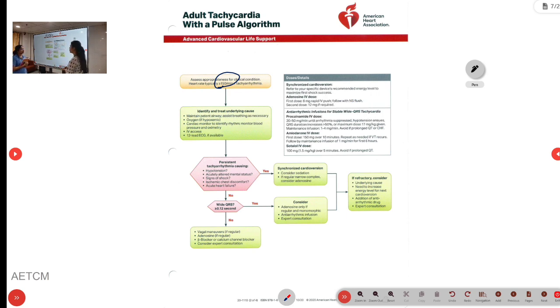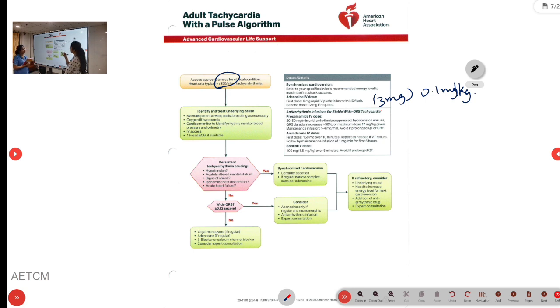If we have a central line, how much dose will you give? Less, only half the dose, 3 mg. Okay. So what is the dose of adenosine in children? It is 0.1 milligram per kg. Okay. So how much time will you wait for the adenosine to act? Within a few seconds, or within 1 to 2 minutes at maximum, the response will come.